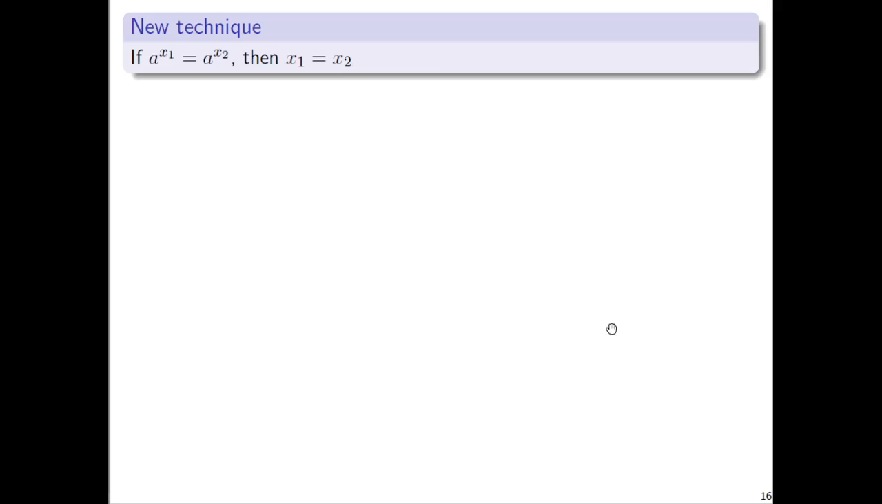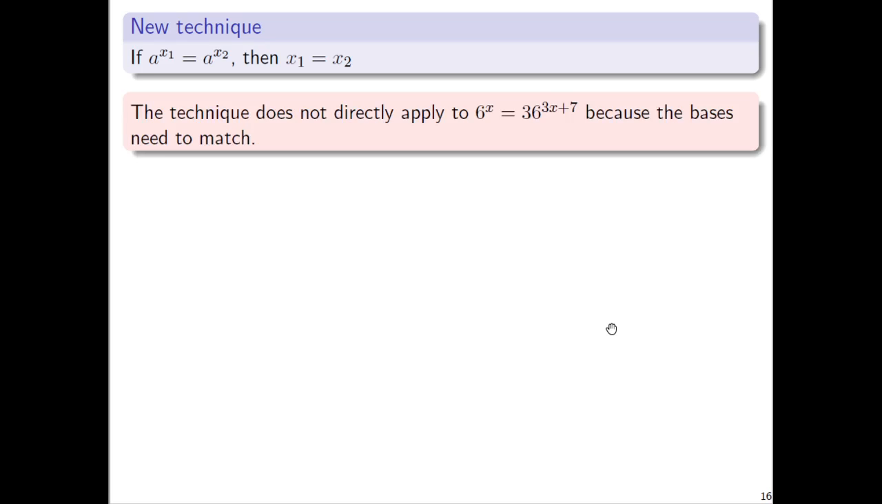Again, our new technique here was if you have the same base on each side and then an exponent and nothing else, it's got to be base raised to exponent equals base raised to exponent, nothing else, then you can set the exponents equal. Now the technique does not apply directly to 6 to the x power equals 36 to the 3x plus 7 power.